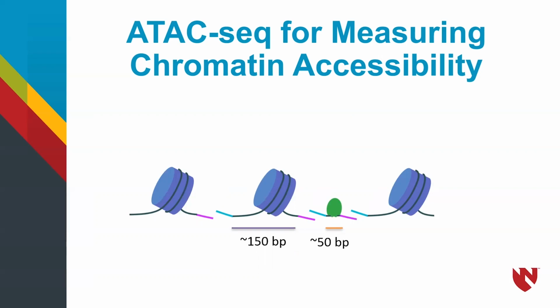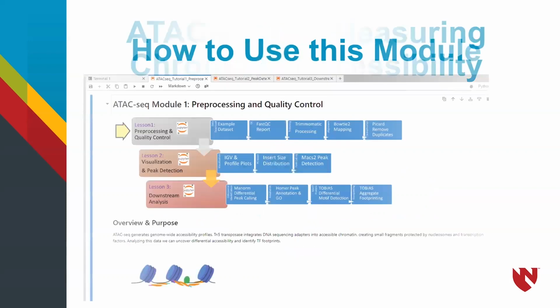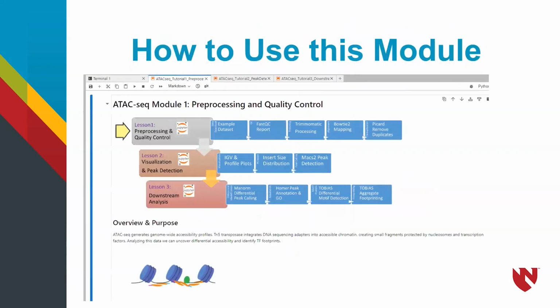ATAC-Seq data can be analyzed to measure accessibility in general, but can also be used to delineate between transposase hypersensitive sites that are bound by transcription factors versus nucleosome-occupied loci. Because TN5 insertion occurs proximal to protein binding, it can also be used to generate an accessibility footprint at specific transcription factor binding motifs. The lessons in this module will introduce basic concepts and considerations for ATAC-Seq analysis. We recommend starting with Tutorial 1, Preprocessing Quality Control, but each lesson can be taken independently.